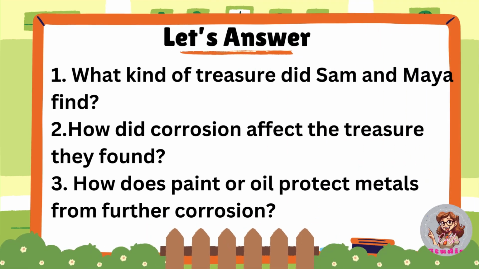Let's answer. What kind of treasure did Sam and Maya find? Number 2. How did corrosion affect the treasure they found? Number 3. How does paint or oil protect metals from further corrosion?